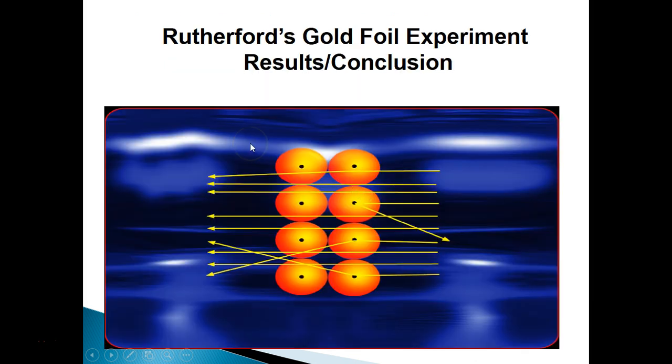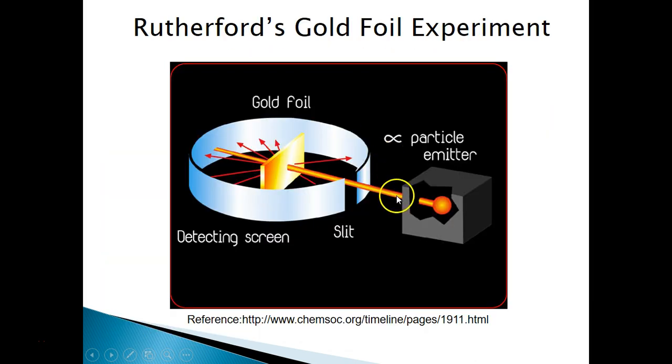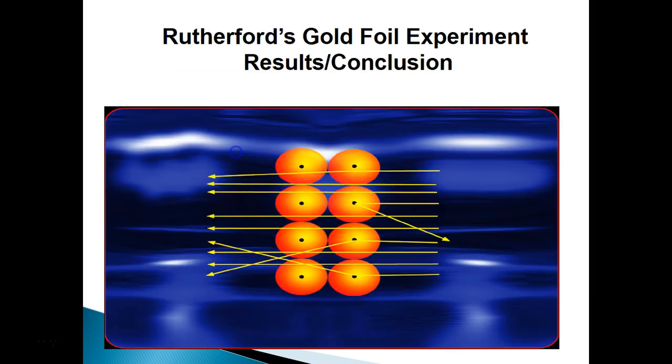Now, what he saw was that a majority of the alpha particles, almost all of them, passed straight through the foil. Now, imagine you were throwing the tennis ball at a brick wall, and it went right through the brick wall. You would be relatively freaked out, just as Rutherford was when he saw this.